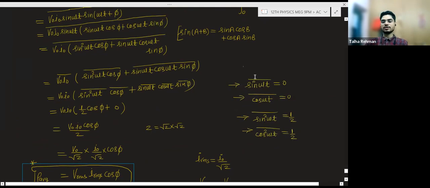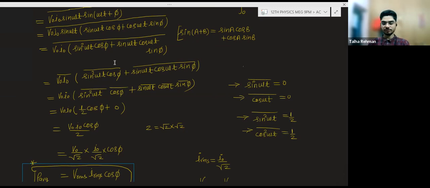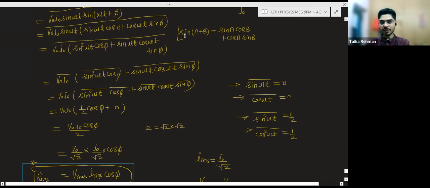This bar means the average value. There are different ways to write the average values. So I have used this formula.